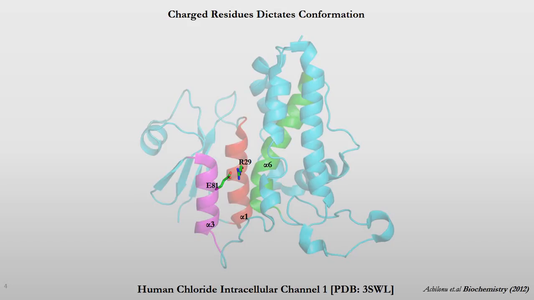In the cytoplasm, at a pH around 7, glutamic acid 81 on alpha 3 is charged and forms a salt bridge with arginine 29 on alpha 1, which stabilizes the native conformation. As CLIC1 nears the low pH membrane surface, Glu 81 loses its charge, causing a break in the salt bridge. This allows the detachment and insertion of the N-domain into the membrane.